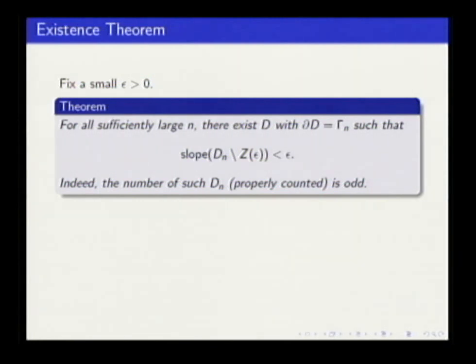It's a little bit like when you take a generic degree n polynomial, it has exactly n complex roots. But you can also say any polynomial has n roots if you count roots with multiplicity. So likewise here, if you count disks the right way, then the number is odd if you count them with multiplicity. But in any case, it's definitely non-zero.